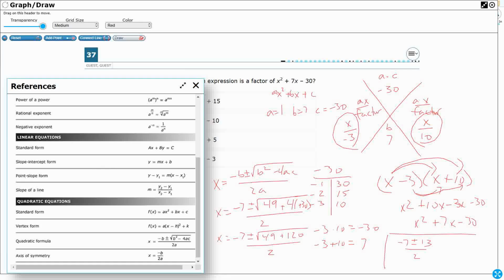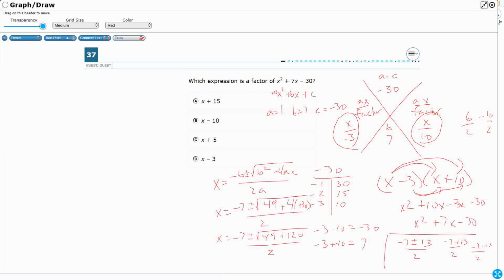That's going to end up being negative 7 plus 13 over 2, and then negative 7 minus 13 over 2. And so that ends up being 6 over 2 and negative 20 over 2, or 3 and negative 10, which we've already gotten. So our answer here, when we're looking at our factors, is D.